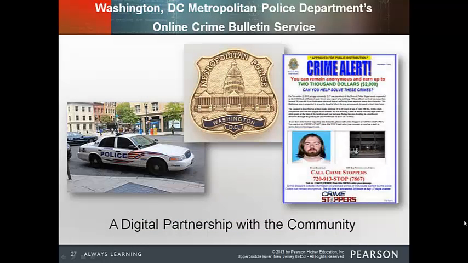Before I close, be sure to take a look at the case study shown on page 130 of the text that discusses the Washington, D.C. Metropolitan Police Department and its digital partnership with the community.